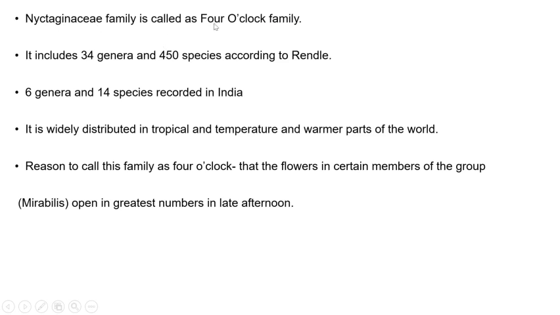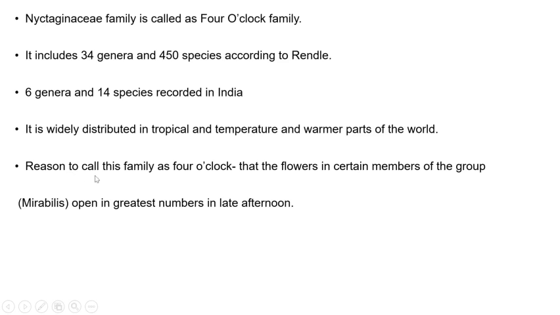This family is also called the four o'clock family. This is the common name of this family. It includes 34 genera and 450 species according to Rendle. Rendle is one of the well-known botanists, and he recorded 34 genera and 450 species of worldwide distribution. But in India, only 6 genera and 14 species are recorded in our country. It is widely distributed in tropical, temperate and warmer parts of the world. This is the geographical distribution of the members of this family.